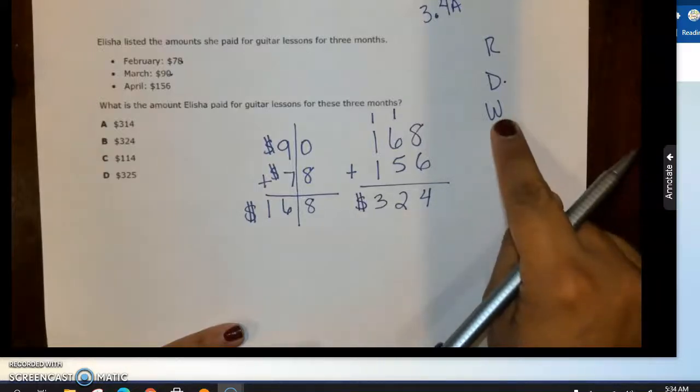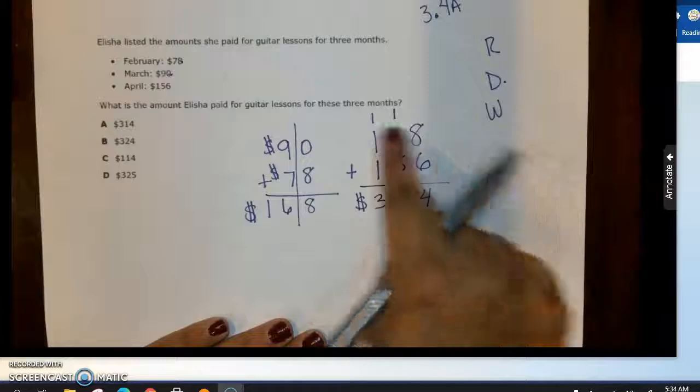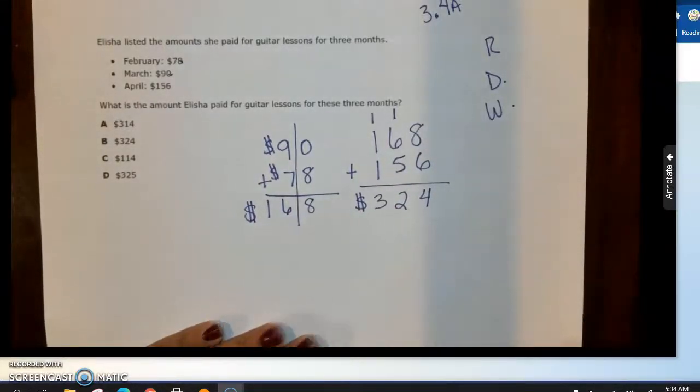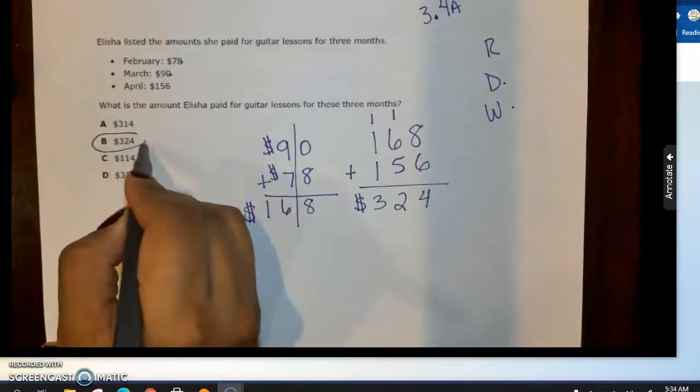So for my writing portion, that is this part, my 2 equations I did in order to find my correct answer. So my correct answer is 324.